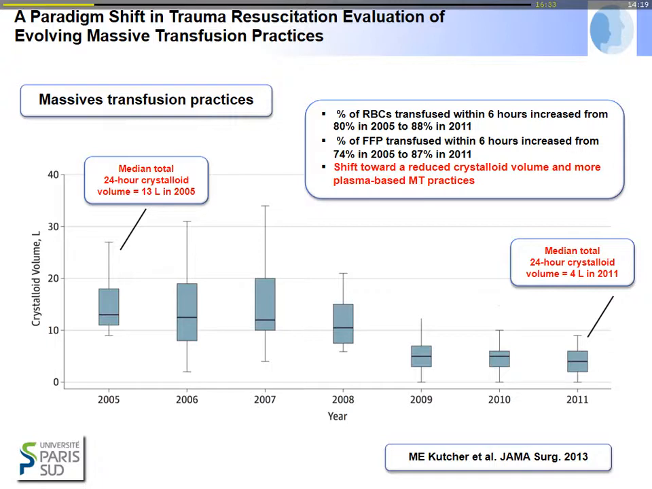You can see it's from a US trauma center. You can see how we observe a dramatic decrease in the quantity of crystalloid, and an increase in the number of red blood cells transfused and the number of FFP.